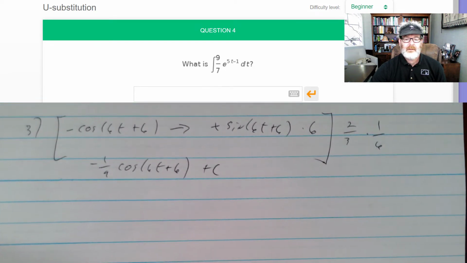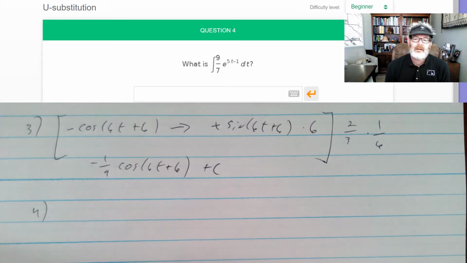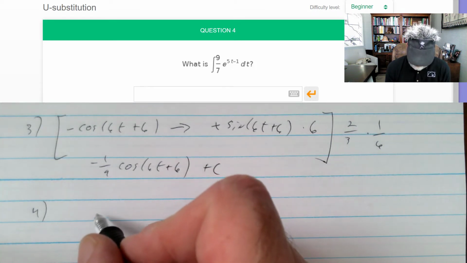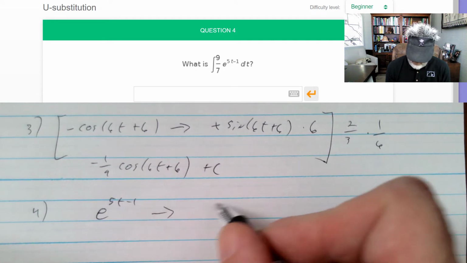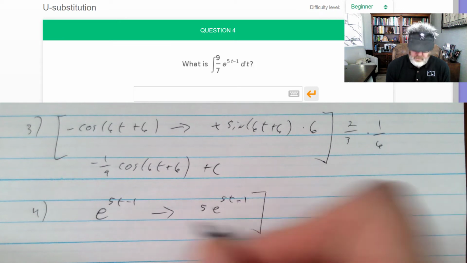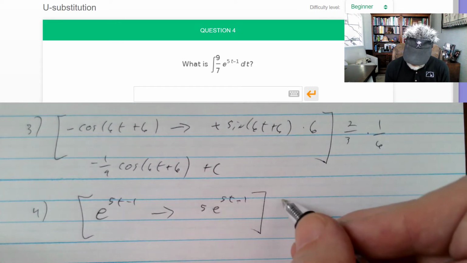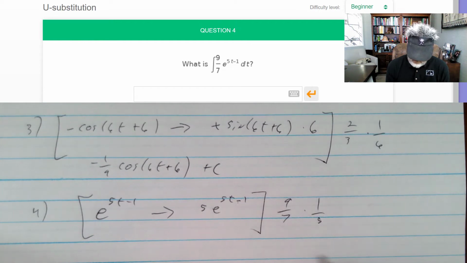Exponential. The integral of an exponential e to the u is e to the u, so it'll just be e to the 5t minus 1. If I take the derivative, I would get 5 e to the 5t minus 1. What I want is 9/7, and I've got to get rid of that 5, so that's 9 over 35.